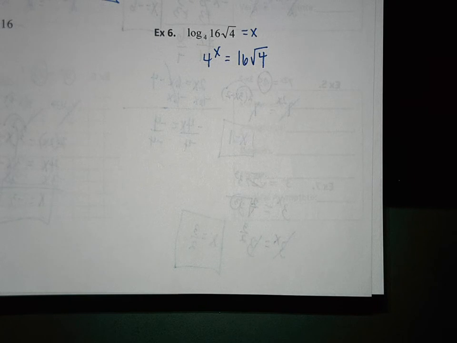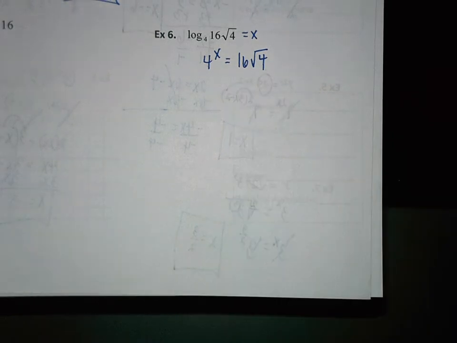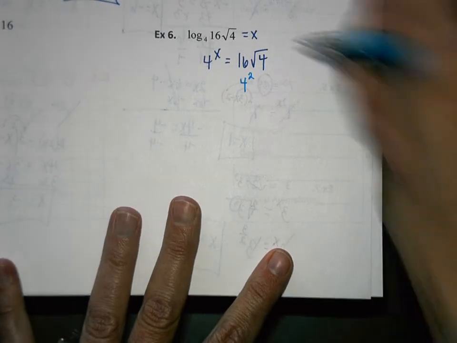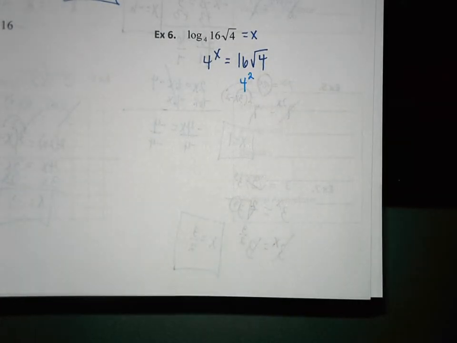Okay, what is the next thing you would do in this process here? Albert. Yeah, no, you're fine. What base would you use? Or what base should we end up using? It's 4, good. And so we want to change 16 to be 4 to what power? Good, 4 to the second. And then root 4 is what? Close. It's 4 to what power?